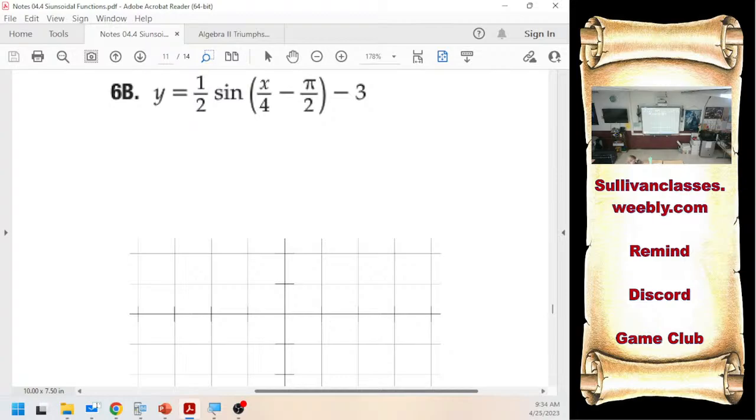How do you do the vertical shift and the amplitude? So negative 3 will be in the middle. Yeah, and then you see like 3.5 or negative 2.5.